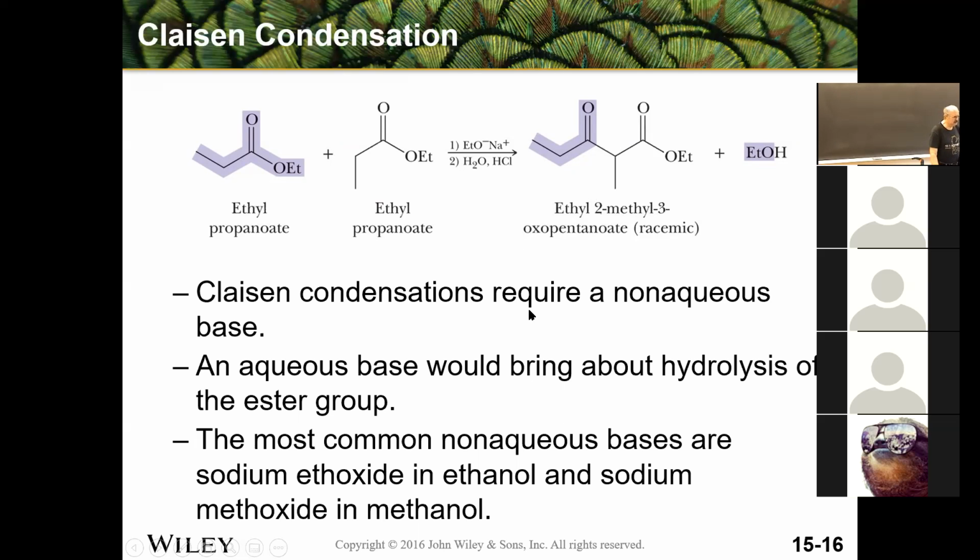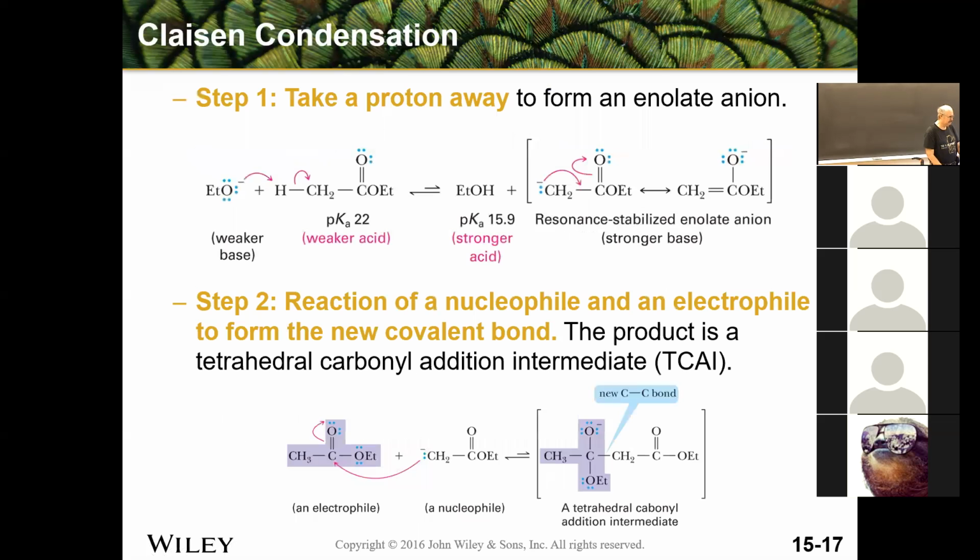We have to use ethoxide rather than hydroxide because, point number 2, an aqueous base such as hydroxide would bring about hydrolysis of the ester group. So this would split into a carboxylic acid and an alcohol. Most common non-aqueous bases are sodium ethoxide in ethanol and sodium methoxide in methanol. So here's how that works.